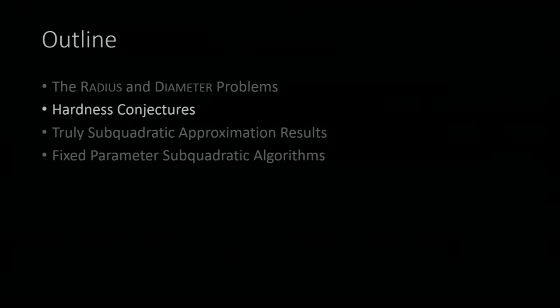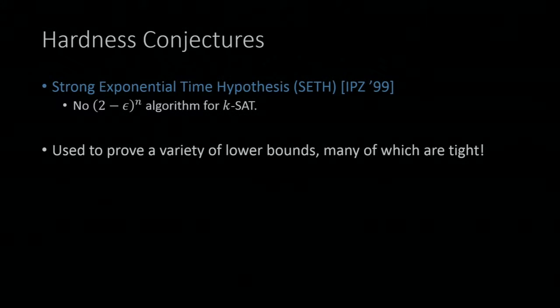All right, next I'm going to go briefly over the hardness conjectures that we'll be using. As everyone's probably really familiar with, the strong exponential time hypothesis by Impagliazzo and Paturi just says there's no 2 minus epsilon to the n algorithm for k-SAT. And it's been used not only throughout this workshop, but throughout this quarter to prove a variety of interesting lower bounds, many of which show that an algorithm we weren't sure could be improved is actually tight.